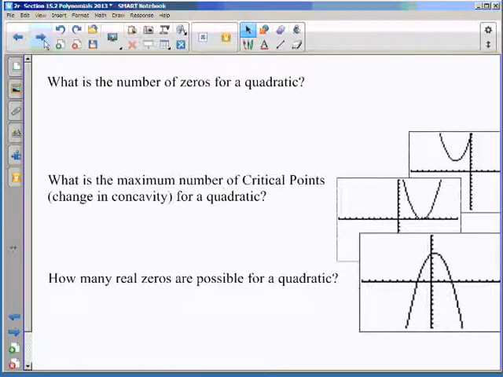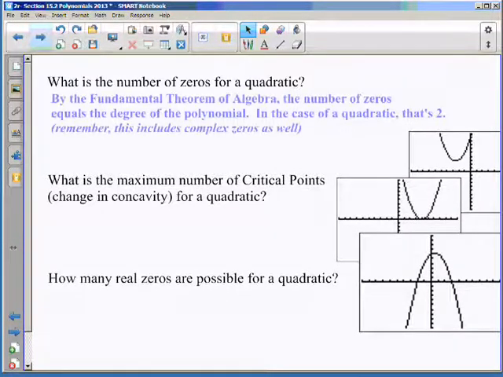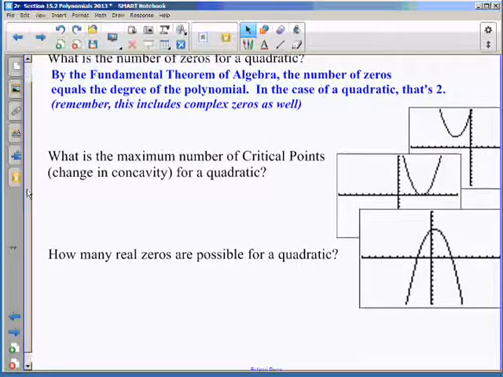And now we want to ask some questions. These are going to be fundamental questions we get into for all polynomials. So as they look easy for quadratics, be thinking how you would generalize or expand your understanding to higher degree polynomials other than the ones you've seen for years now in Algebra 1 and Algebra 2. What's the number of zeros for a quadratic? Well, a quadratic is a degree 2, and by the fundamental theorem of algebra, the number of zeros equals the degree of the polynomial. In the case of a quadratic, that's 2. So remember, that will include the complex zeros as well, whether it crosses the x-axis or not.